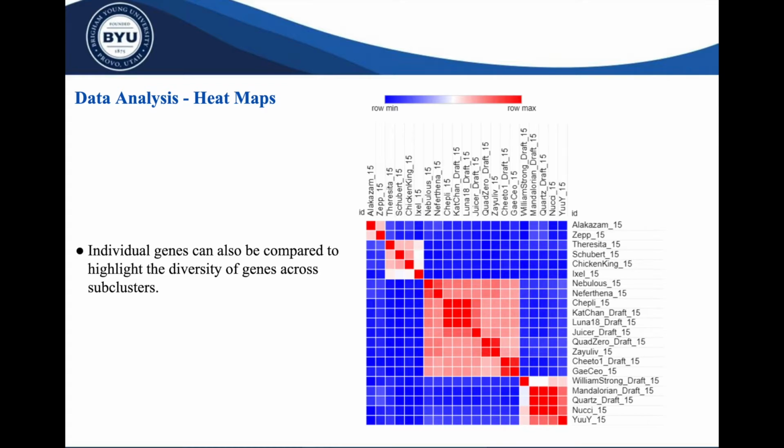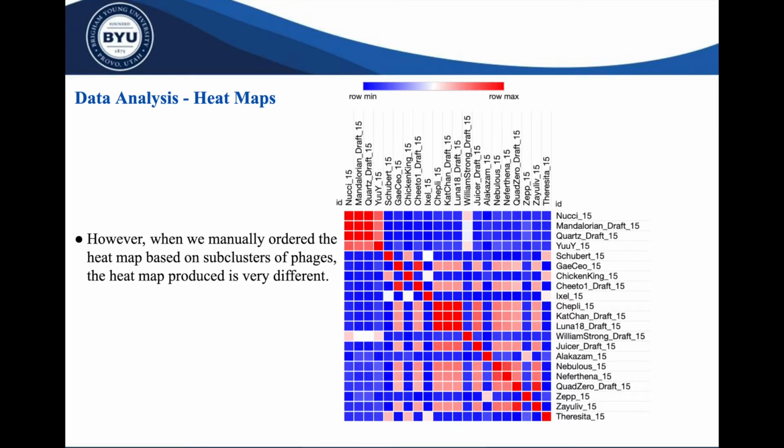To prove the theory that there is diversity within subclusters for gene 15, we manually ordered the phages based on subclusters instead of similarities between genes. A very different heat map is produced. We can see that there are not as many clustered red boxes when the phages are grouped into subclusters. This proves that gene 15 is very different within subclusters.